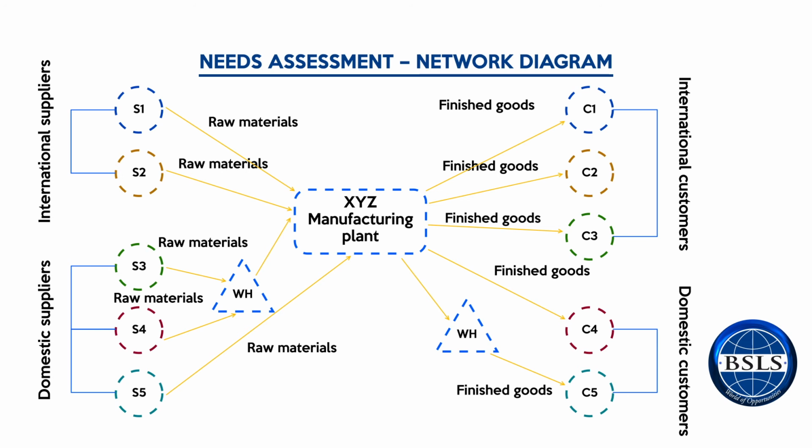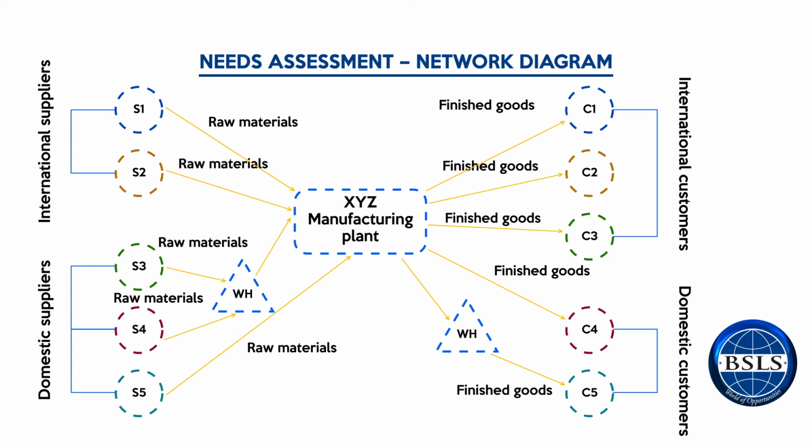On the other side, the finished goods from XYZ are sold to three international customers which are represented by C1, C2 and C3 and two domestic customers represented as C4 and C5. Here again, WH represents warehouse and it indicates that the finished goods are first sent to the warehouse and from there they are finally delivered to C5.